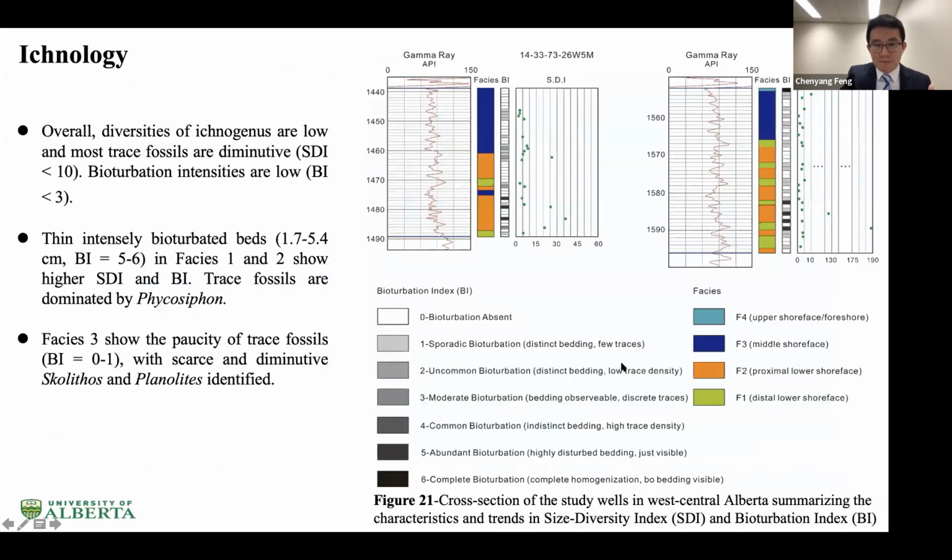Under this environmental background, the overall bioturbation diversity and intensities are quite low, and the trace fossils are diminutive. While in lithofacies 1 and 2, corresponding to lower shoreface, there are thin and rare intensely bioturbated beds showing higher SDI and BI. As I mentioned before, the trace fossils are dominated by Phycosiphon. Lithofacies 3, the middle shoreface, is characterized by impoverished trace fossil assemblages, with scarce and diminutive Skolithos and Planolites identified.